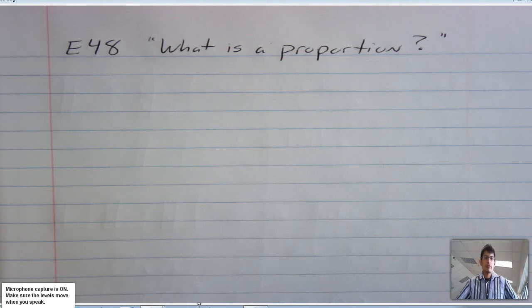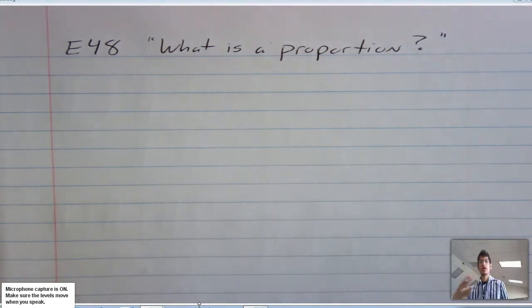Alright guys, this is the homework for Wednesday, December 3rd, episode 48, what is a proportion? So let me tell you a story before we kind of answer what is a proportion.